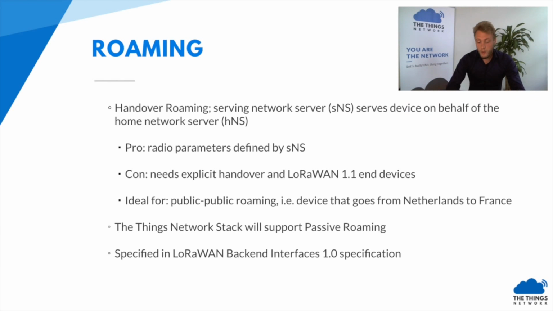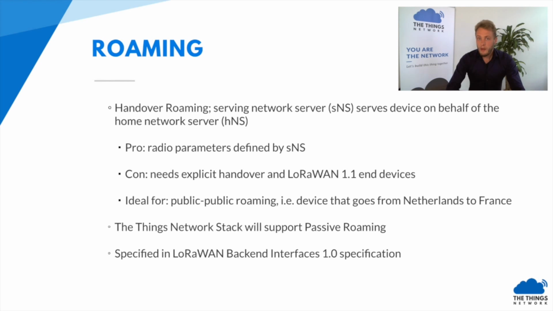Handover roaming is where a serving network server serves the device on behalf of the home network server. The benefit of this is that the radio parameters can be defined by the serving network server. And the downside is that you need an explicit handover from one network to the other network, and that you need LoRaWAN 1.1. Handover roaming is ideal for public-to-public roaming, so end devices that go from one country to the other. The Things Network Stack will support only passive roaming for now.